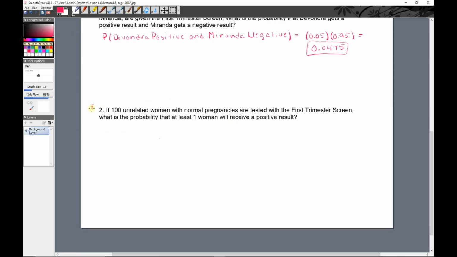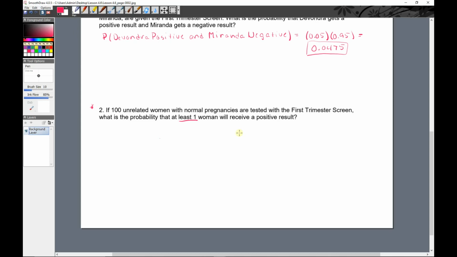Now this one, number 2, is a potential problem. So I'm going to put a little asterisk. If 100 unrelated women with normal pregnancies are tested for the first trimester screen, what is the probability that at least 1 woman will receive a positive result? All right, here we are with that at least 1 question. And think about what a nightmare this would be.